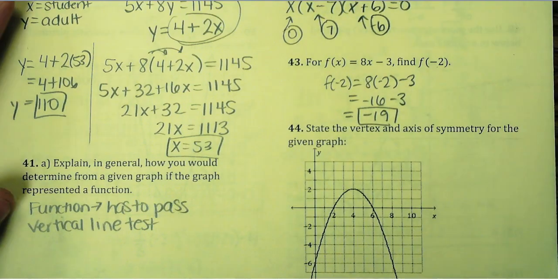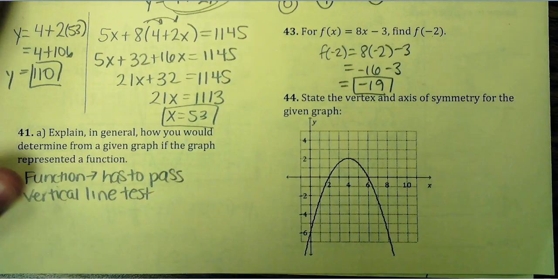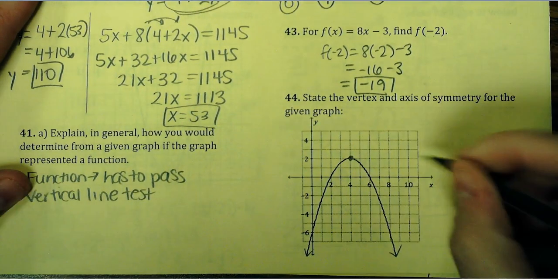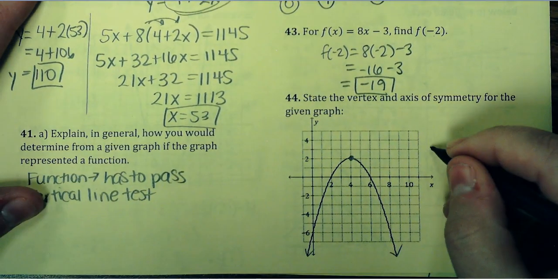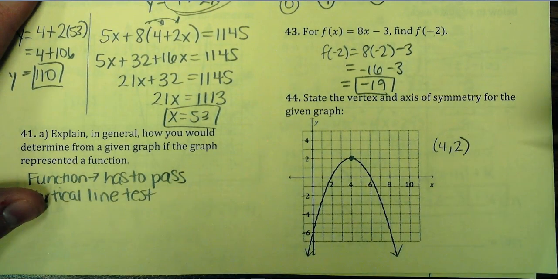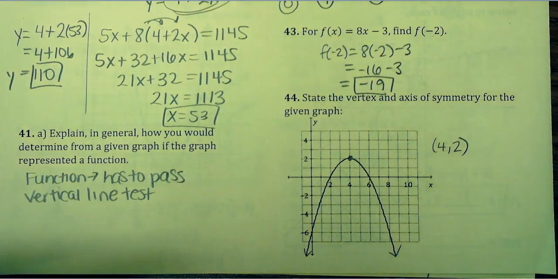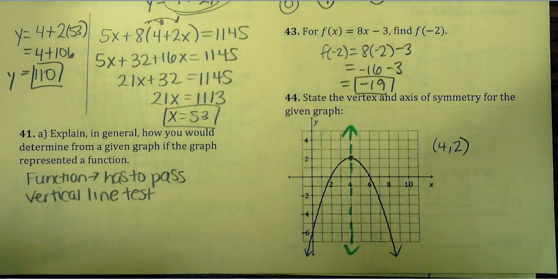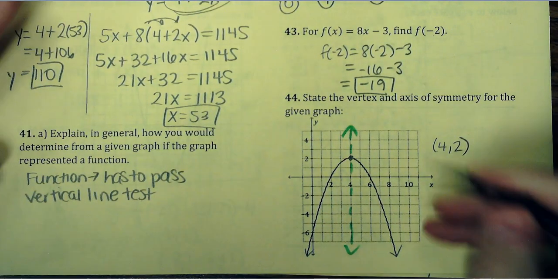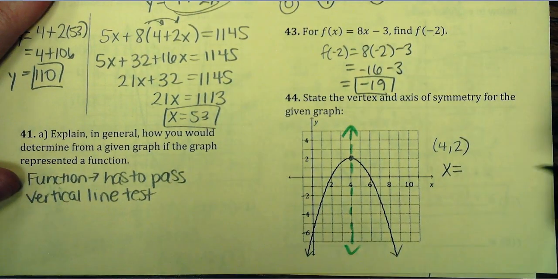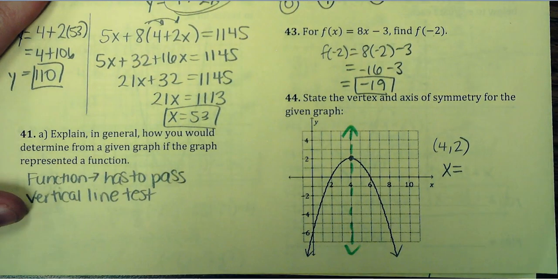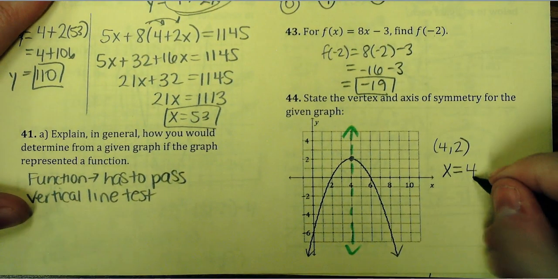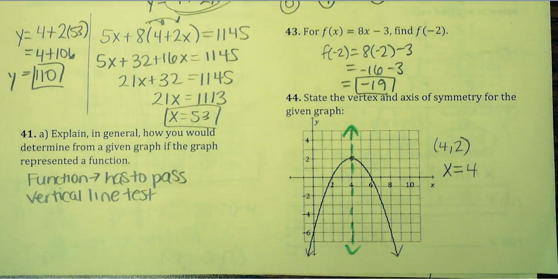Says state the vertex and axis of symmetry. Okay, real quick. Vertex is just going to be your highest or lowest point here. This is a maximum. It's going to be the point 42. Axis of symmetry goes through the very middle of your parabola and creates symmetry on either side. If we were to fold it in half, it's always a vertical line, so it's always x equals, vertexal is how I remember that. All these x coordinates are 4, and it should just match the x coordinate of your vertex.